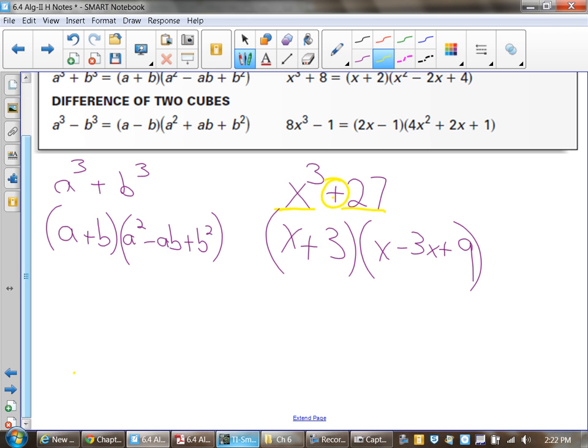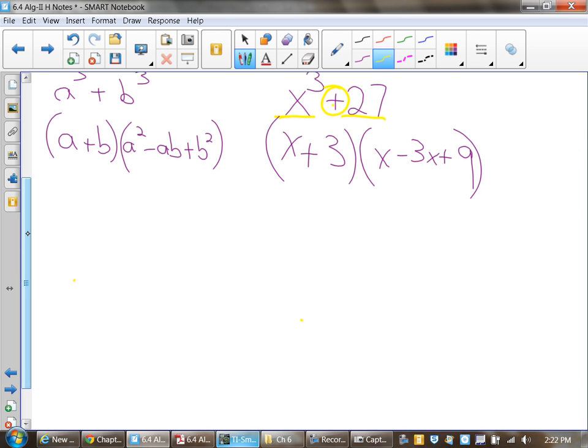If the signs were opposite, and we have, can I scroll this up a little bit? Let's say we have x cubed minus 125. Again, is x cubed a perfect cube? Is 125 a perfect cube? Yeah. Okay. We're starting this problem out with a subtraction symbol. What do you think is going to go in your binomial?